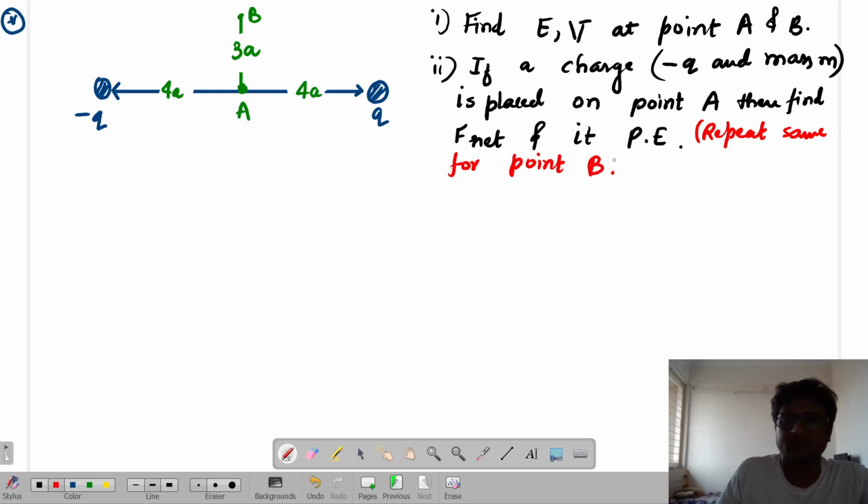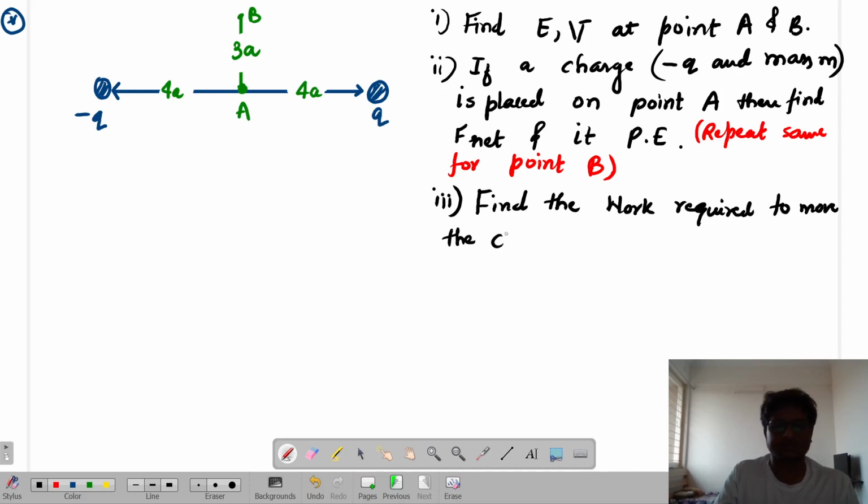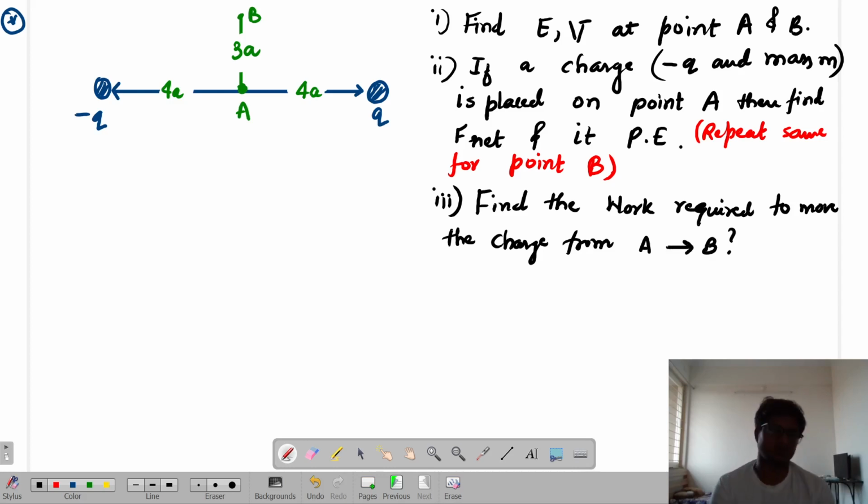Third question. You have to do it as homework. Got it or not? Find the work required to move the charge from point A to B. Got it or not?